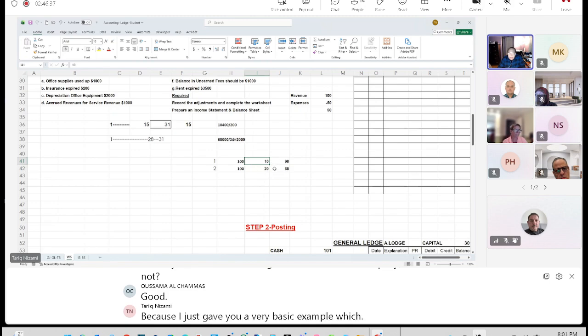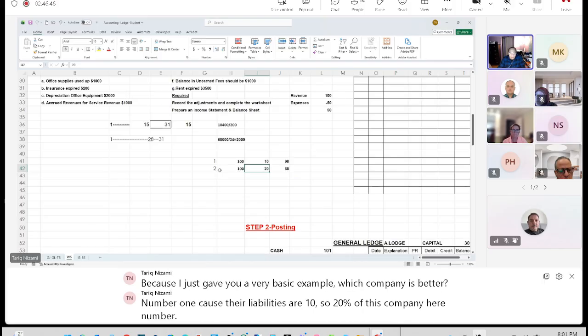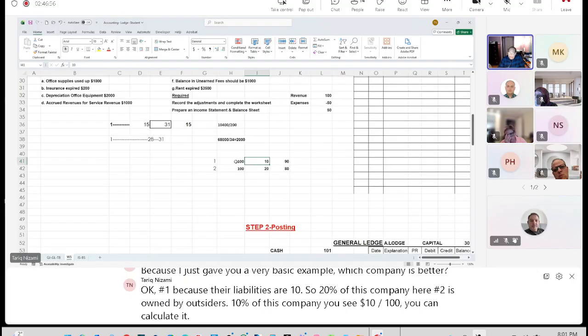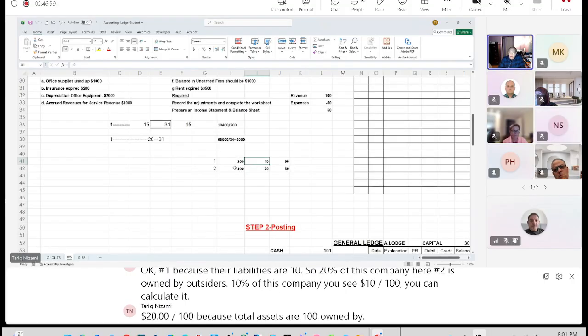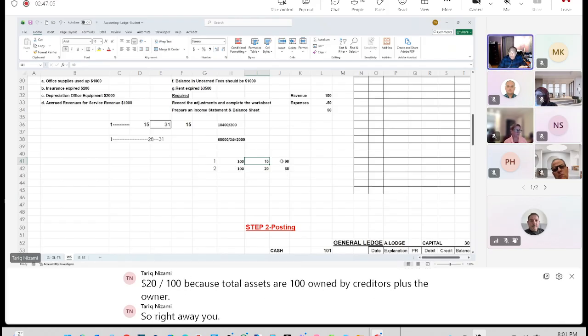Which company is better? Okay, number one, because their liabilities are 10, so 10% of this company is owned by outsiders. Number two, 20% of this company is owned by outsiders. You see $10 over 100, you can calculate it. $20 over 100, because total assets are 100, owned by creditors plus the owner. So right away you can calculate the percentage.